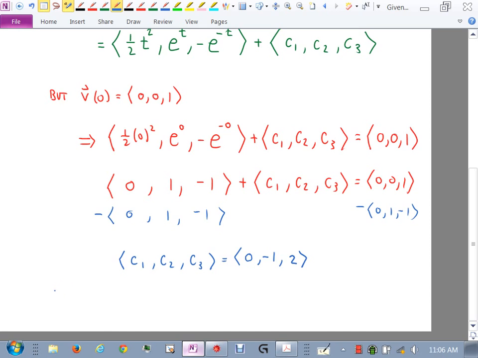So my v of t was the 1/2 t squared, e to the t, negative e to the negative t, plus that constant vector, which I just found was negative 1, 2, right? So that's up there. Now I know what that constant is. Now put them together, right? Add the components together, and I'll do it on the next page.